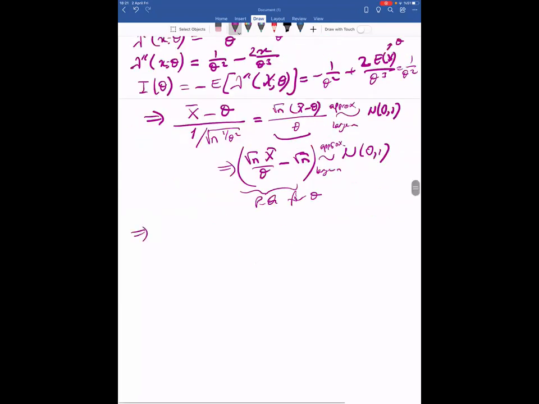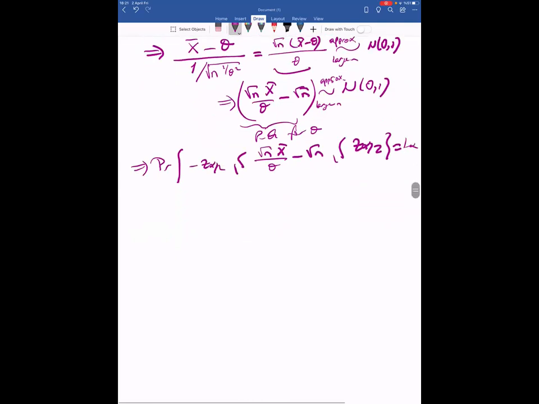Then in the probability, we have minus z alpha over 2 less than our pivotal quantity, less than z alpha over 2, and the probability is 1 minus alpha. So this is an approximate confidence interval.